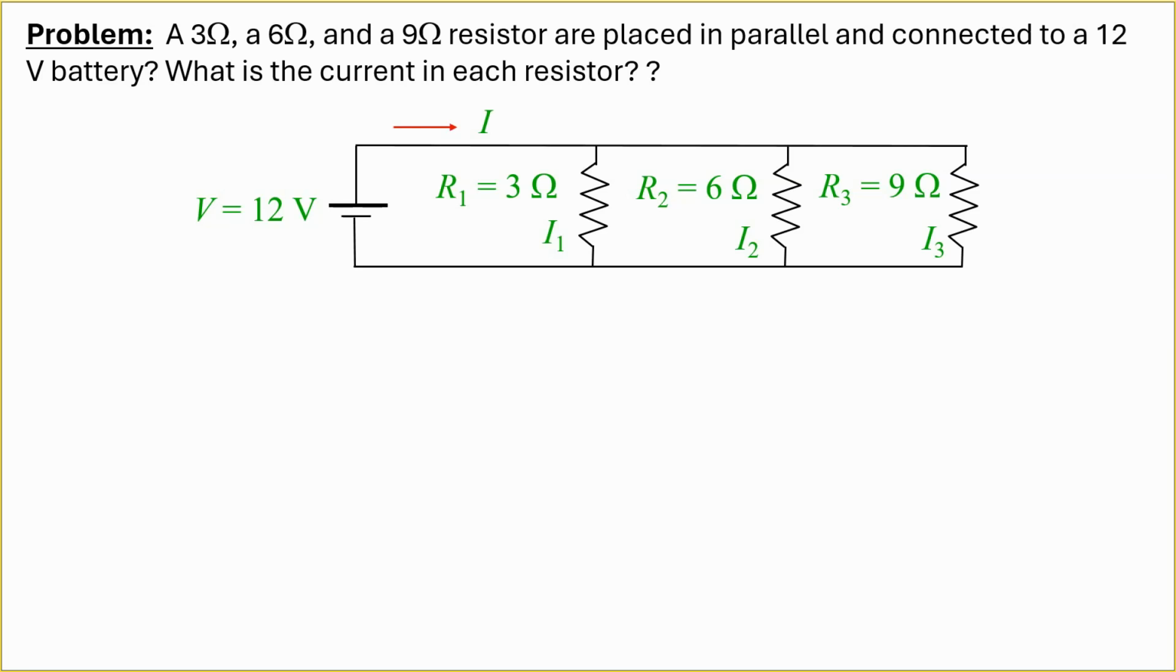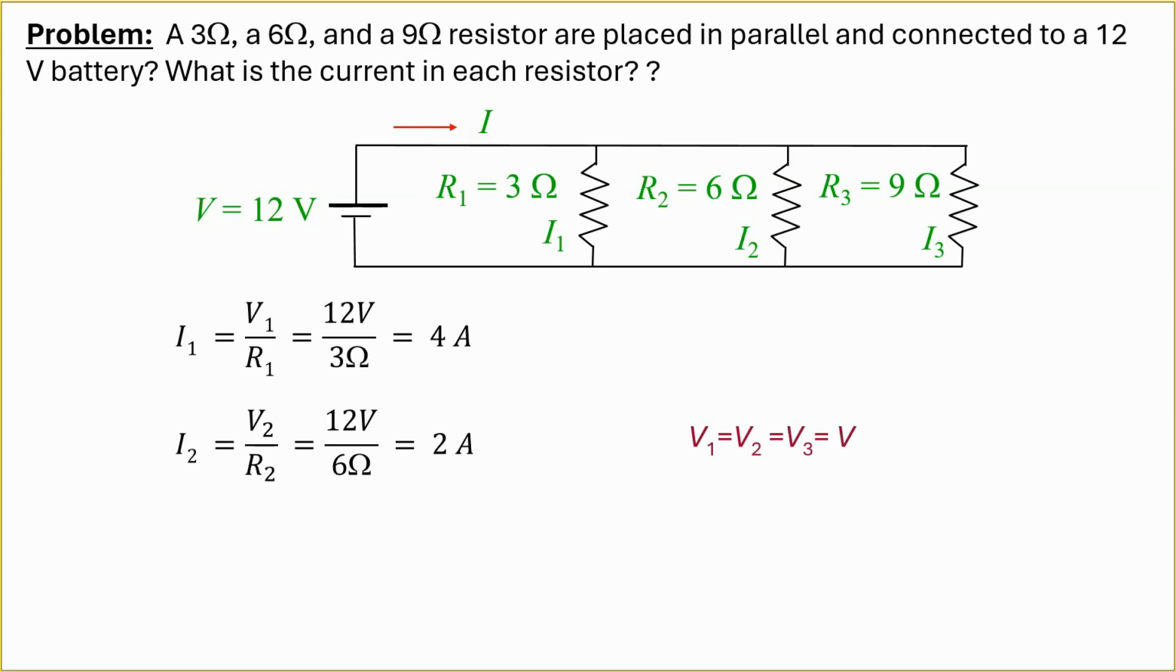So now I can find the individual currents again by an application of Ohm's law. I1, I2 and I3 will have different values, but the voltage across R1, R2 and R3 would be the same. So I can easily apply Ohm's law. V equals IR. So I1 would be V1 over R1. V1 is 12, R1 is 3, so you have 4 amperes. I2 would be V2 over R2, and V2 is also 12, divided by 6, you get 2 amperes. And then I3 would be V3 over R3, which is again 12 over 9, which is 1.3 amperes.